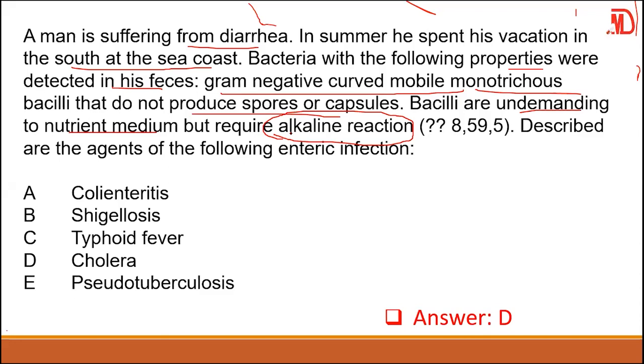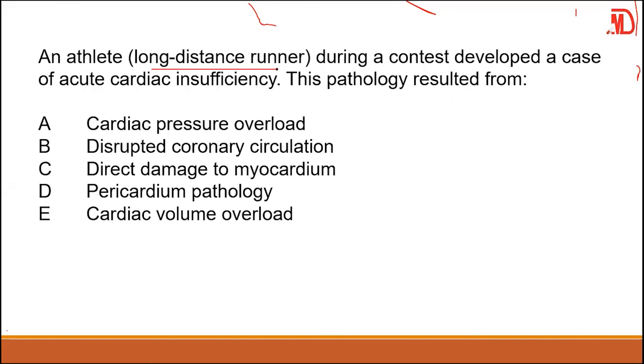An athlete, a long distance runner, during a contest, developed a case of acute cardiac insufficiency. This pathology resulted from what? Now, there's an athlete during a contest. Now, there's what? Acute cardiac insufficiency. What do you think is the result of it?